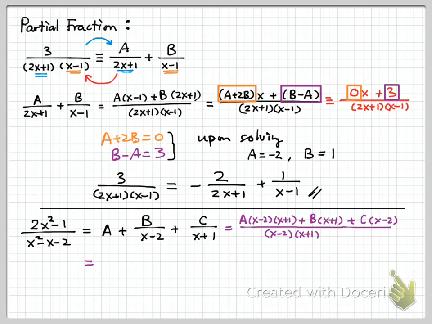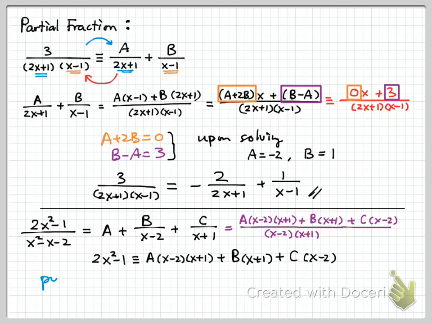Or maybe this time we can try another method. We try the method of substitution. We have 2x squared minus 1 identical to a times x minus 2 times x plus 1, and so on. I don't have to do the expansion. I think the expansion is too difficult in this case, so I would rather try another method in polynomial identity. I would try the method of substitution.